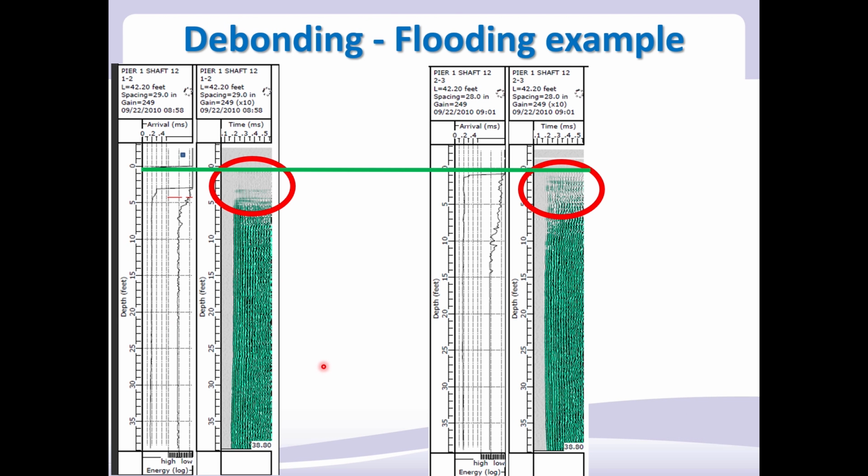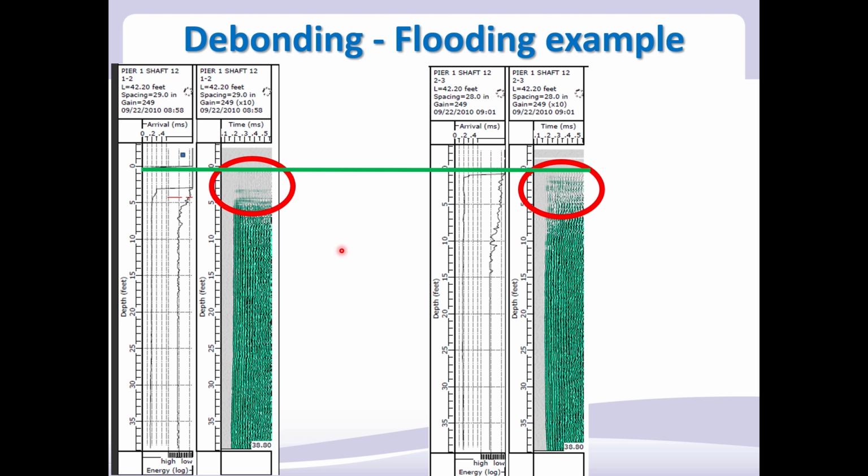Let's give an example of that. Here we have a test. Basically, the shaft looks good up until the top 5 feet of the shaft, where we have a significant loss of signal strength in all of the profiles. And I've just showed 2 here, but they all show basically the same problem.